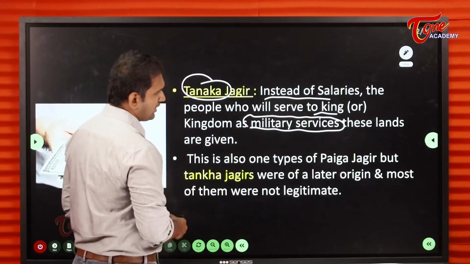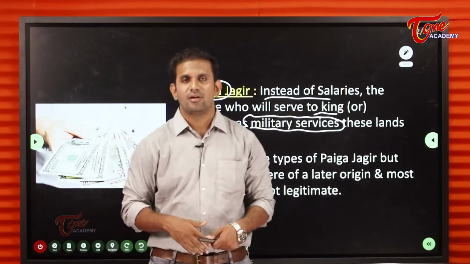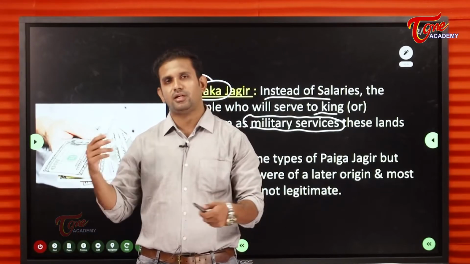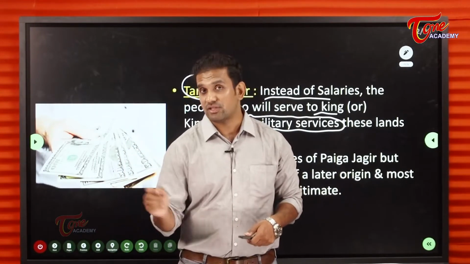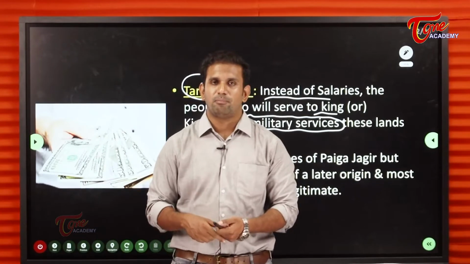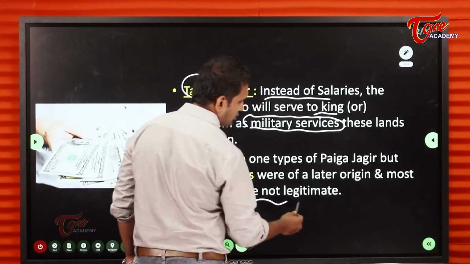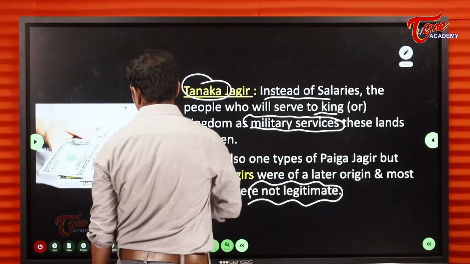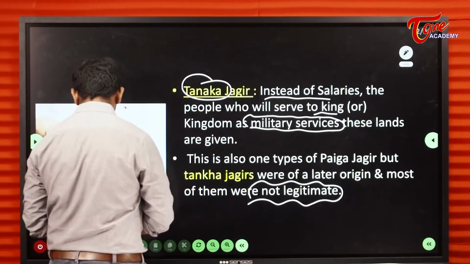These are similar to Paigah Jagir also, where Nizam is giving to close friends and close relatives. Here also Nizam is giving to close military persons. So Tankha and Paigah Jagirs are not that different. The only thing is Paigah Jagirs are very much legitimate, lawful, and the Nizam government itself wrote a document and gave. But Tankha Jagirs are mostly illegitimate, the Nizam government did not give, but still the officials took it as a part of their salary. So remember, instead of salaries, you will be given a land.